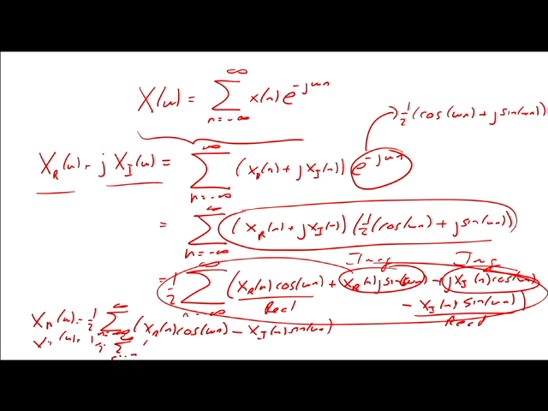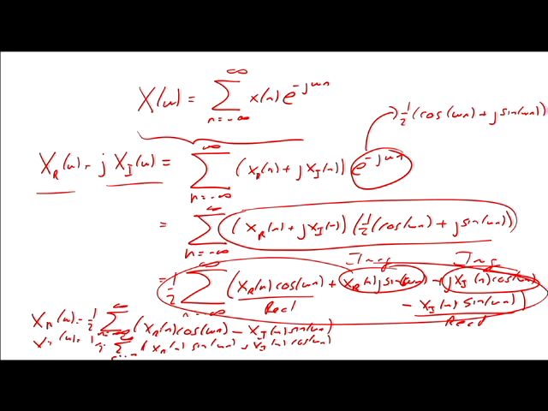Is equal to this guy. We get rid of the j's. Is equal to xr of n sine omega n plus xi of n cos omega n. So what we've got is a relationship between the real and imaginary components of the time domain signal and the real and imaginary components of the frequency domain signal. Yep? I have a question.